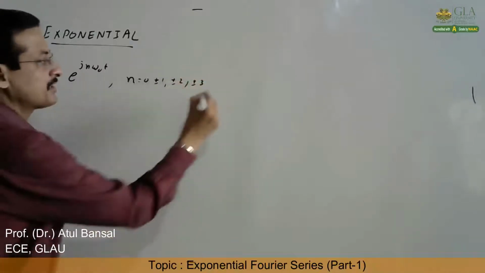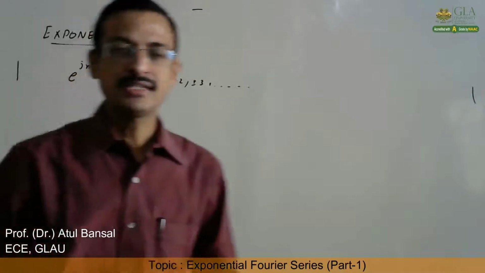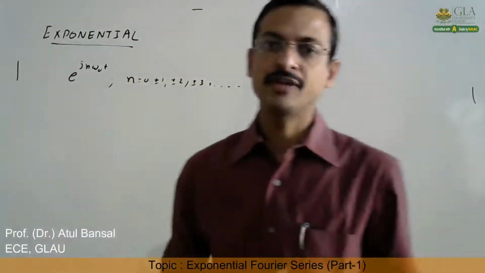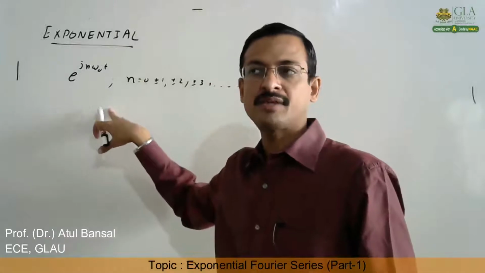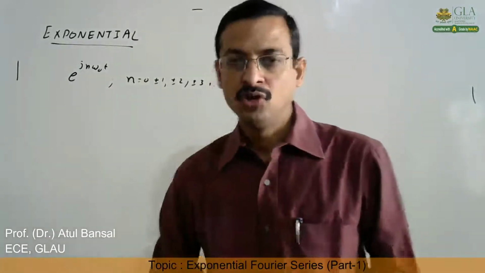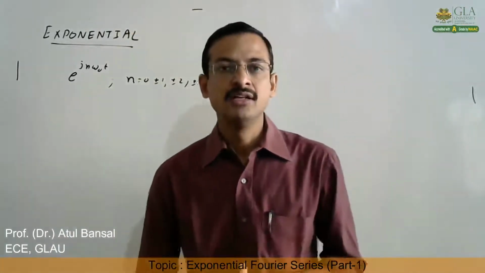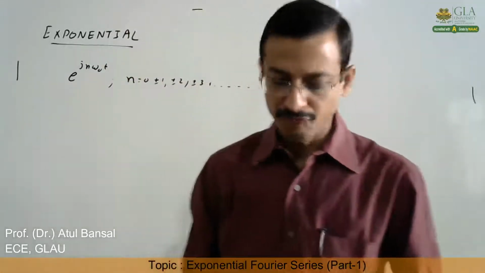So we have already discussed what we mean by orthogonal functions, that is, the integral of x1(t) x2(t) over an interval of time should be 0. So that means if x1(t) is a complex exponential and x2(t) is also a complex exponential, for different values of n, that will be 0. So this set of orthogonal functions, when used to represent any periodic signal, we call that an exponential form of Fourier series.